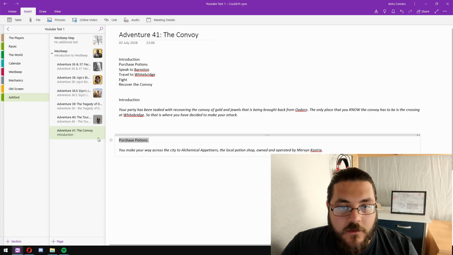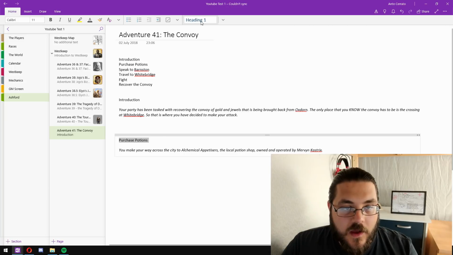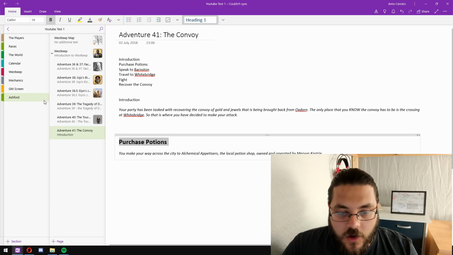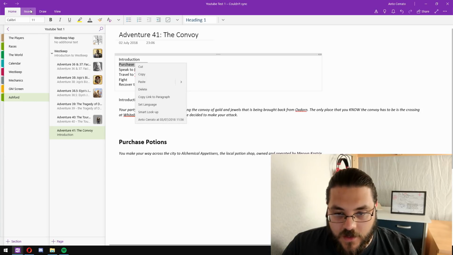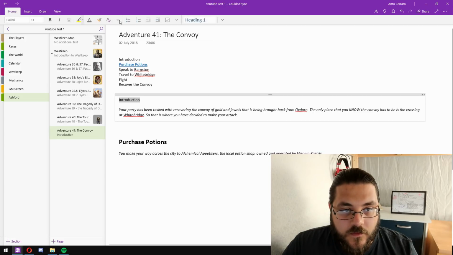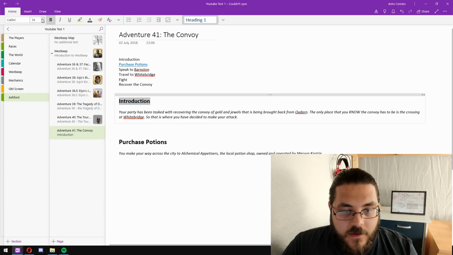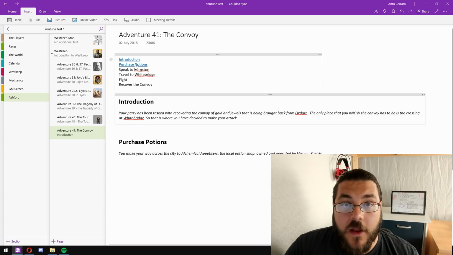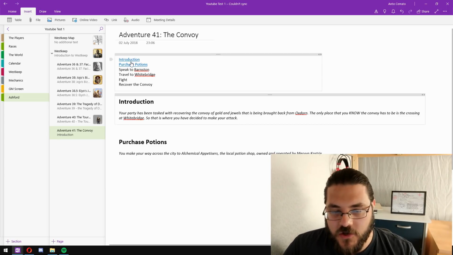So what I'm going to do is I'm going to make that a heading, and then I'm going to copy the link to the paragraph. And then up here where it says purchase potions, I'm going to insert the link to that paragraph. And I'll do the same with the introduction. So just make that a little prettier. Copy link to paragraph. And then up here on introduction, insert the link. So now when I come back to look at this, I can click on the contents and go straight to the relevant section.